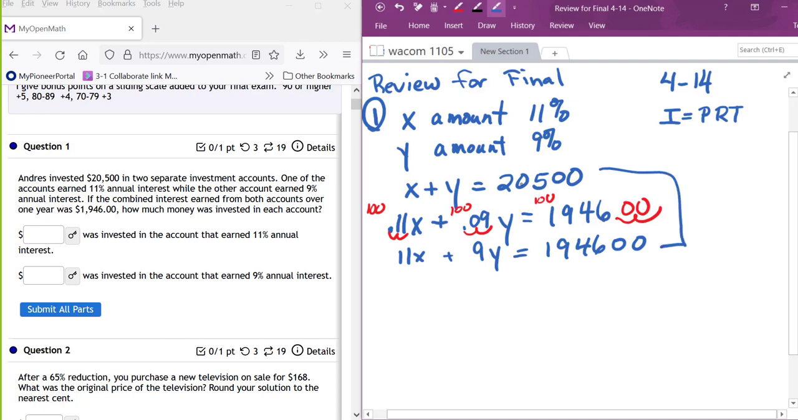And I want to multiply this top one by something, so when I add it to the other one, a variable will cancel. So I'm going to cancel out the y's, and to do that, I need to multiply this top one by a -9, because then that would cancel. So we'll write that one multiplied by -9, and then I'll write that down here. So -9x, -9y, and -9 times 20,500. So it's going to be negative.